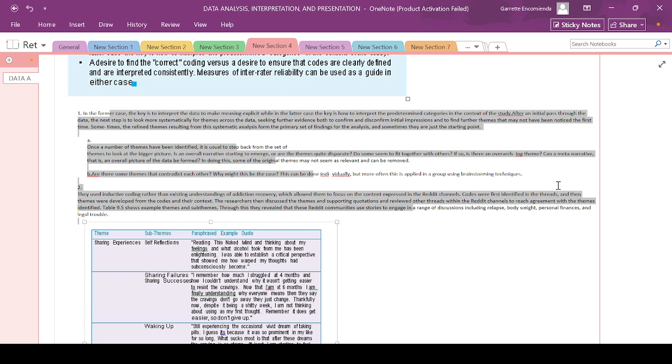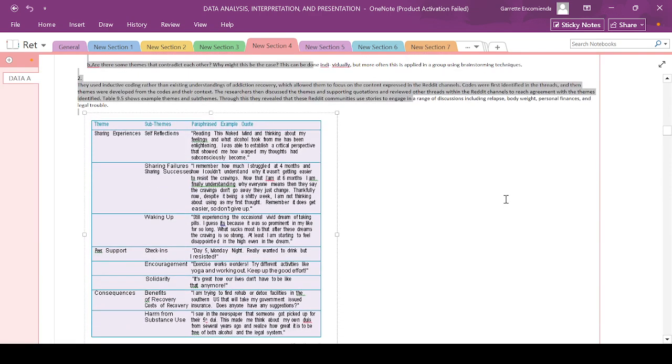Are there some themes that contradict each other? Why might this be the case? This can be done individually, but more often this is applied in a group using brainstorming techniques.